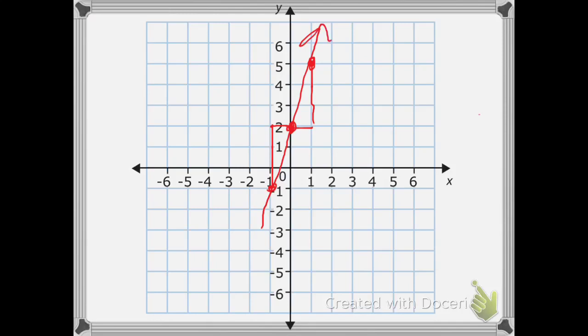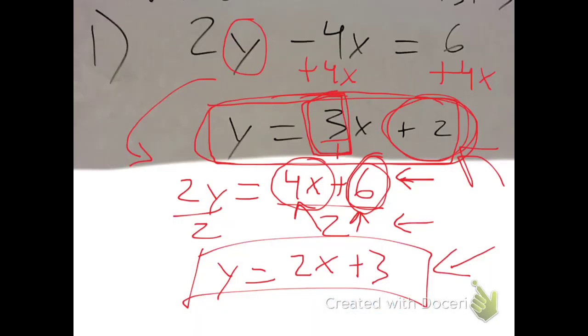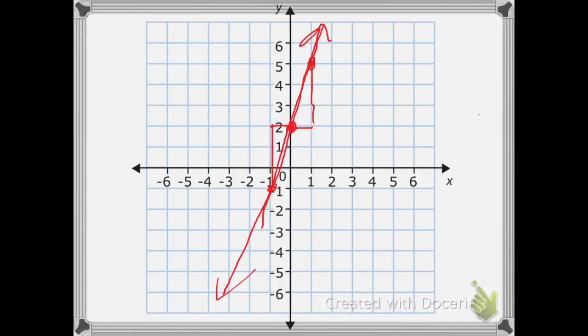And of course yours would be straight because you have something to help you draw straight. I don't really have that luxury. And we're going to graph our other one here. So that's how you can graph the first one. My second one, I have to graph y equals 2x plus 3. So I can put a dot at 3.